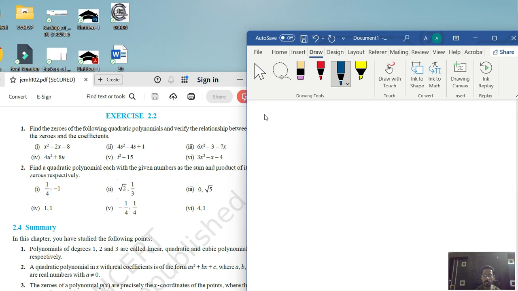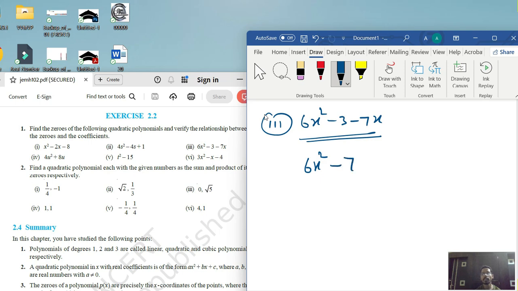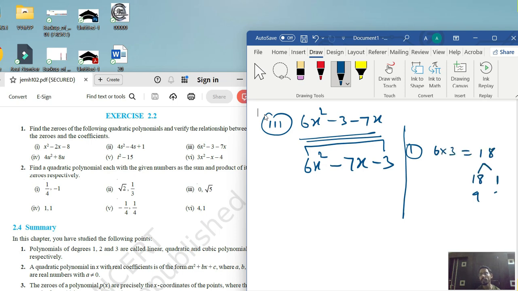So the third question is 6x square minus 3 minus 7x. We will have to rearrange the question first, because the x square term will be at the first, second will be the x related term, third will be minus 3. Now from here we can do our process, the multiply of first and last. 6 into 3, that is 18. Now we will break it, 18 as 1 into 18, otherwise 9 into 2, otherwise 6 into 3.